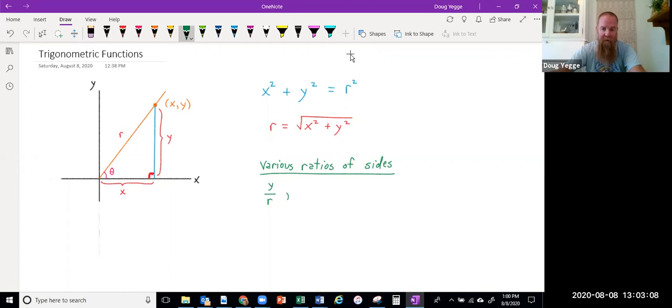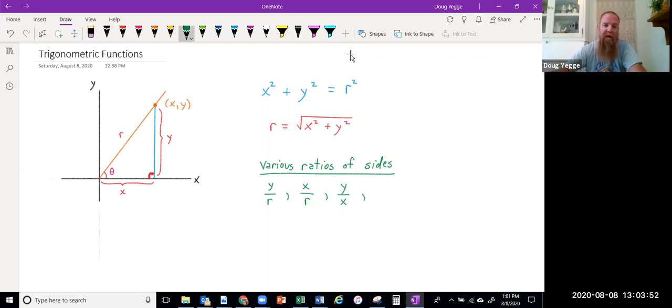Okay, there's other ratios as well. We could say, how big is the base of the triangle compared to the hypotenuse? Or in other words, how long is x compared to r? There's another ratio. We could also say, how big is the height of the triangle compared to the base of the triangle? Notice that every one of these is relating different sides. So we're making a comparison between how big one side is in comparison to another side. So how big is y compared to x?